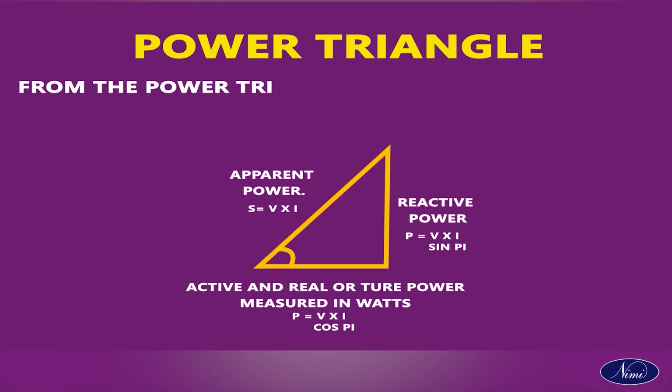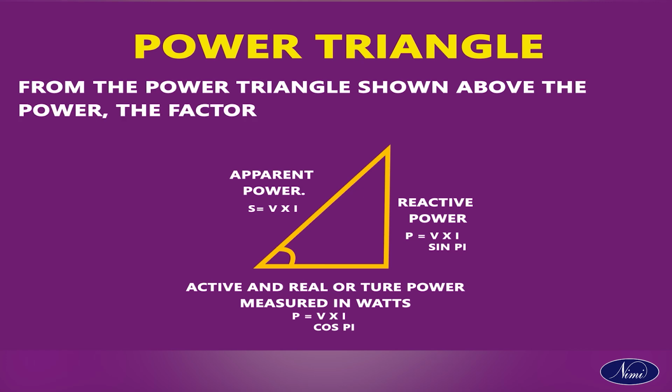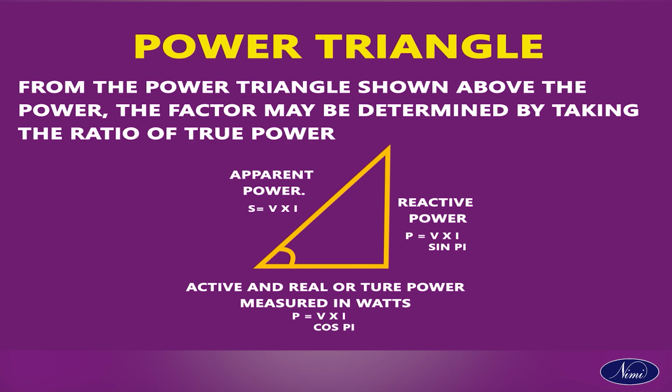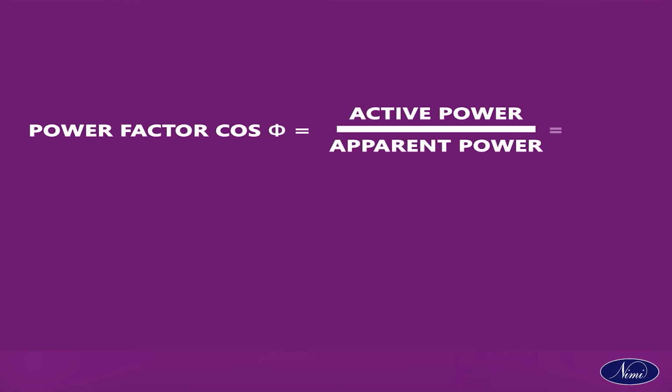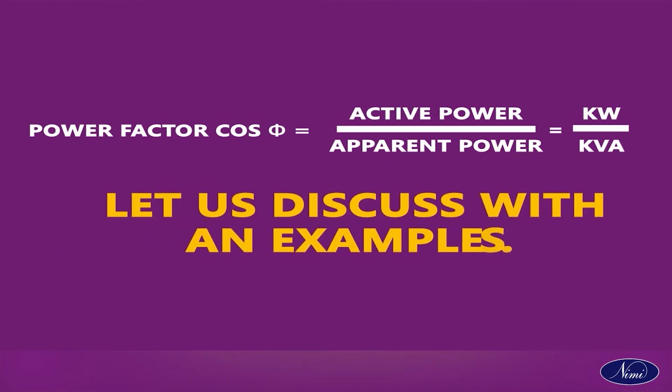From the power triangle shown above, the power factor may be determined by taking the ratio of true power to the apparent power. Power factor cos phi is equal to active power upon apparent power, equal to kW upon kVA. Let us discuss with an example.